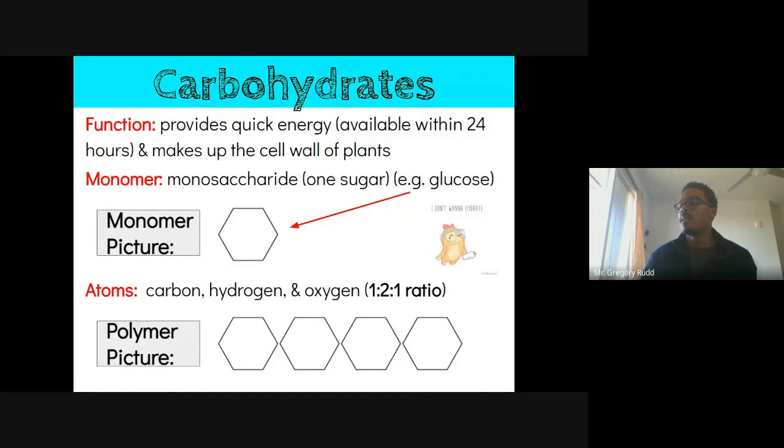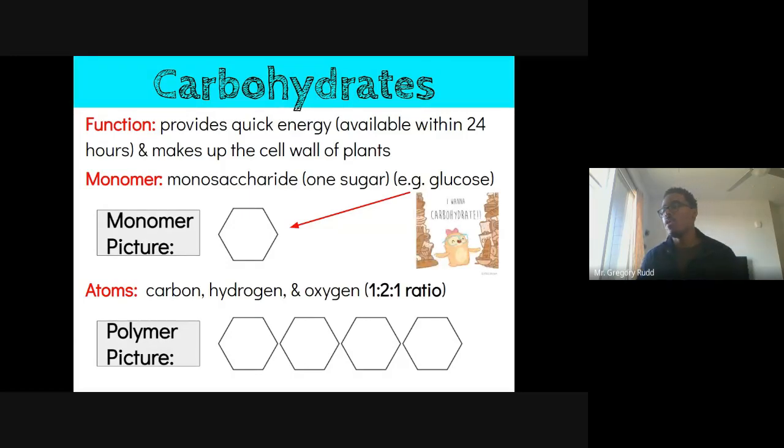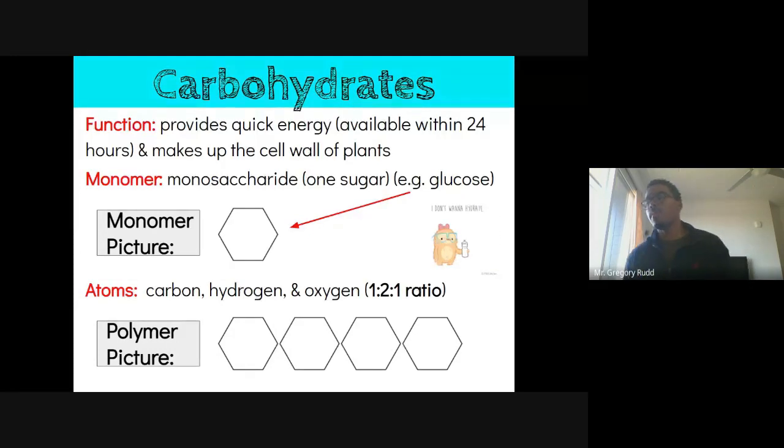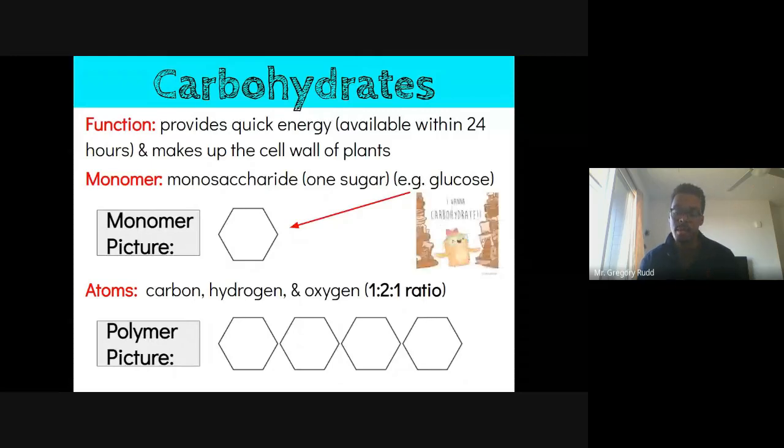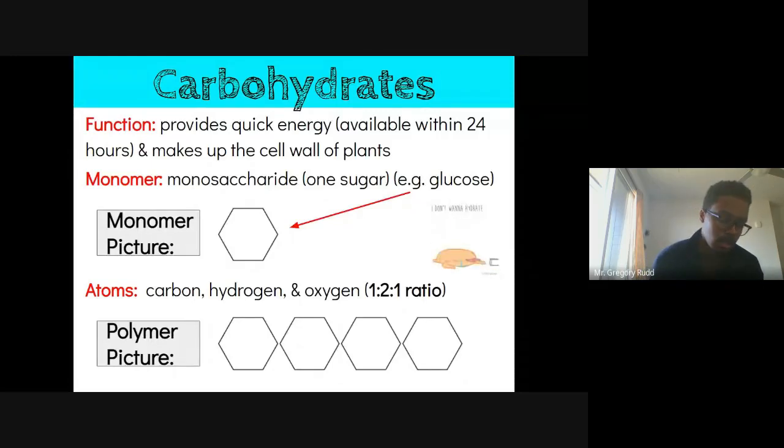So they appear carbon, hydrogen, and oxygen in a 1:2:1 ratio. This is an important slide. That's why I'm leaving it up for so long. I'm going to give it about 30 more seconds for folks to copy down what they're seeing or take a screenshot or a picture.